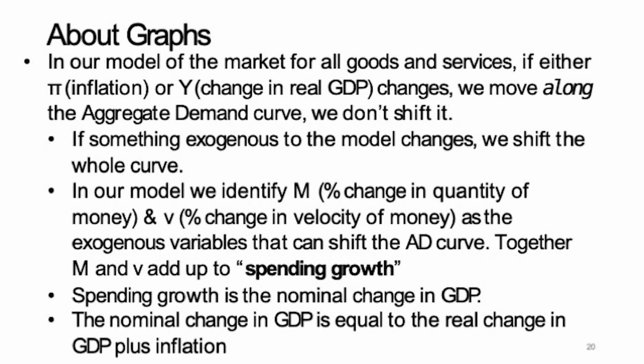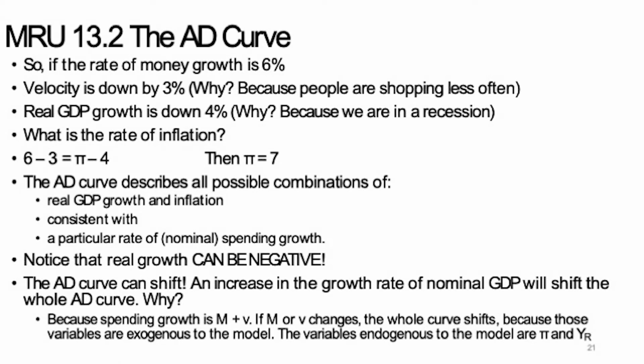Together, they add up to our spending growth. This is the nominal change in GDP. The nominal change in GDP is equal to the real change in GDP plus inflation. Okay, so if the rate of money growth is 6%, velocity is down by 3% because people shop less often, then real GDP growth is down 4%. Why? Because we're in a recession.